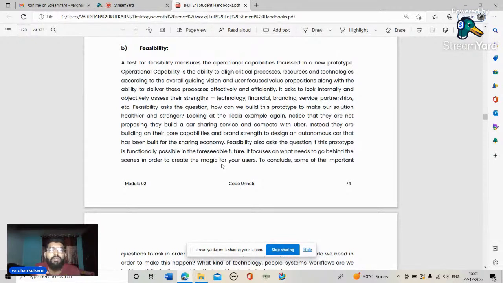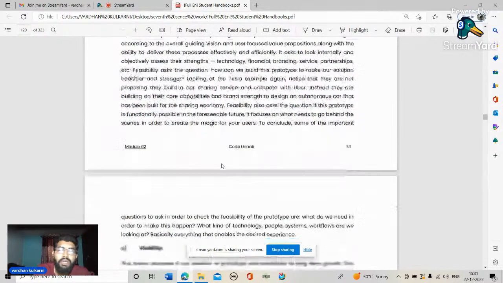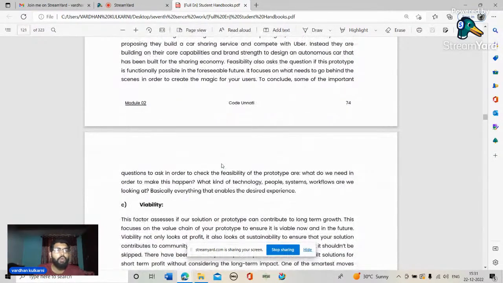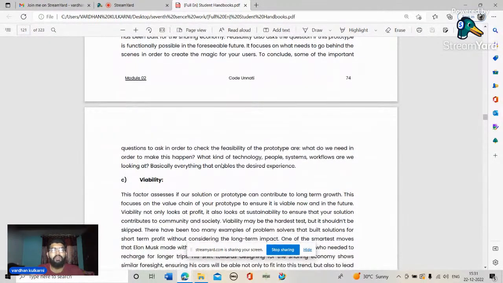It focuses on what needs to go on behind the scenes in order to create the magic for the users. To conclude, some of the important questions to ask in order to check the feasibility of the prototypes are: what do we need, what makes it happen, what kind of technologies, people, systems, workflows are we looking at? So basically everything that enables the desired experience, right?